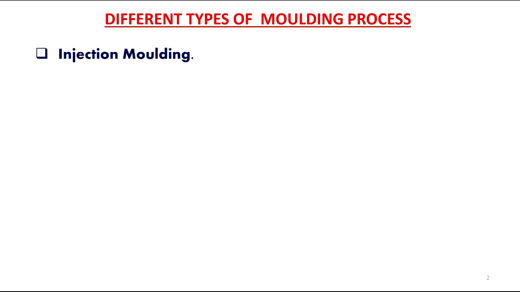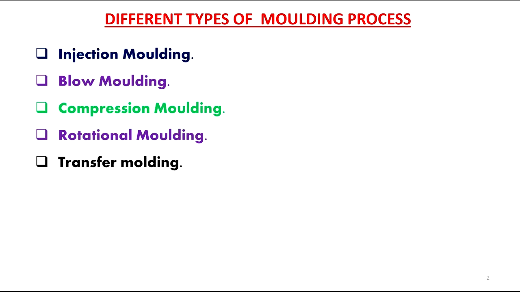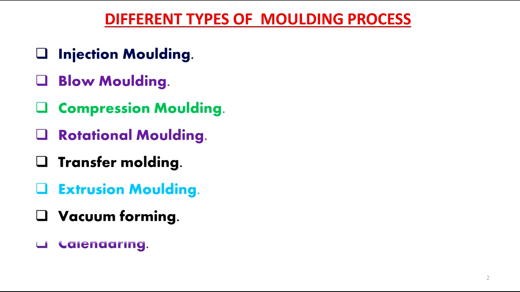Different types of molding process are injection molding, blow molding, compression molding, rotational molding, transfer molding, extrusion molding, vacuum forming, and calendaring. These are the different types of molding process.